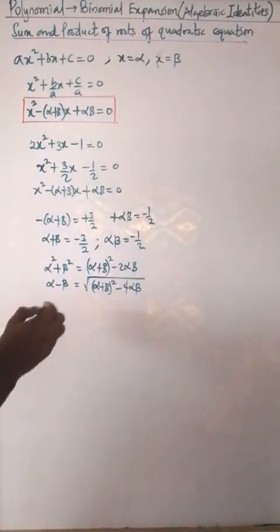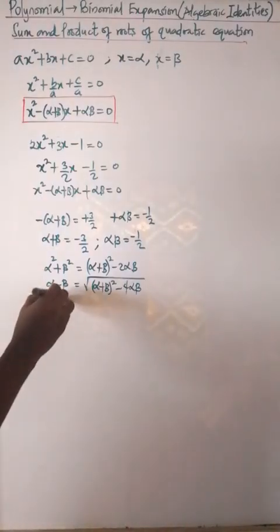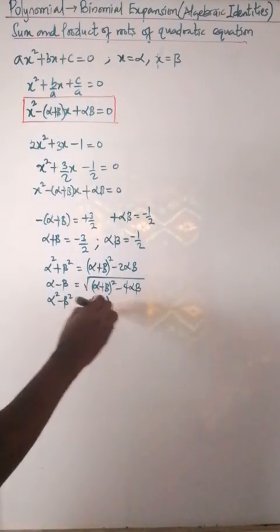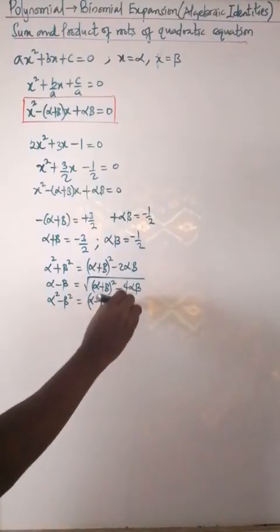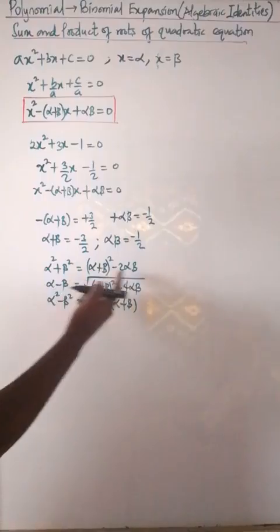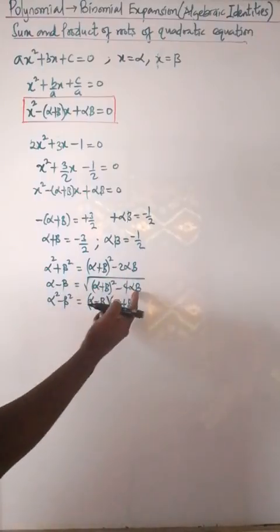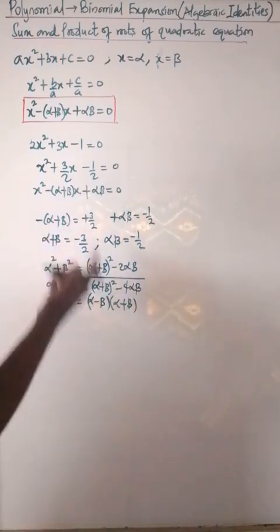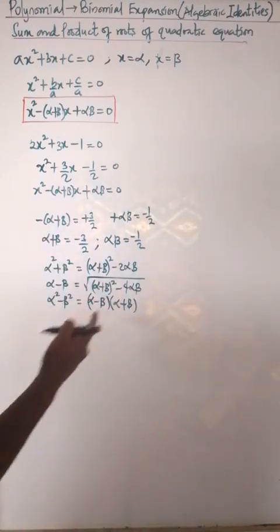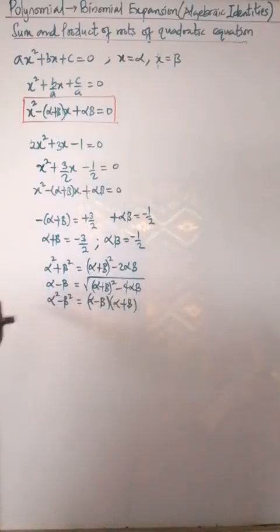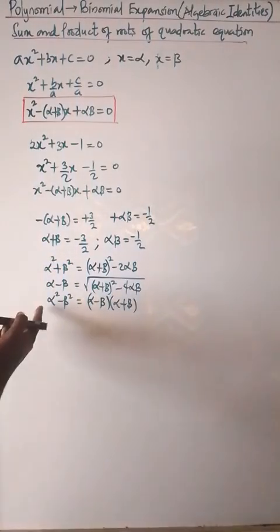Then if you have the difference of two squares, alpha squared minus beta squared, the answer is what? Alpha minus beta times alpha plus beta. If you notice, you can always get alpha squared plus beta squared in terms of the sum of the roots and the product of the roots. But for alpha minus beta, we don't have the difference between the roots. That's why this formula is important. Before you can look for the difference of two squares, you must know alpha minus beta, and that's when this one is useful. This is for squares.